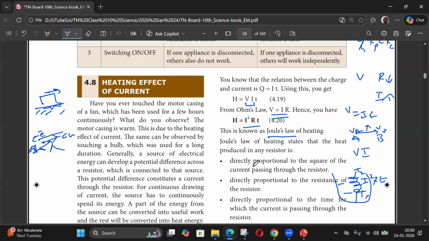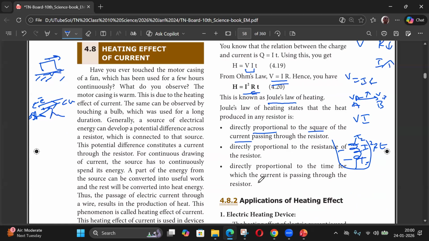So this heat produced is proportional to the square of the current. Resistance value is fixed, so it is directly proportional to the resistance value. It is also proportional to the time. Obviously, if you need more energy to be passed, then the time has to be increased.